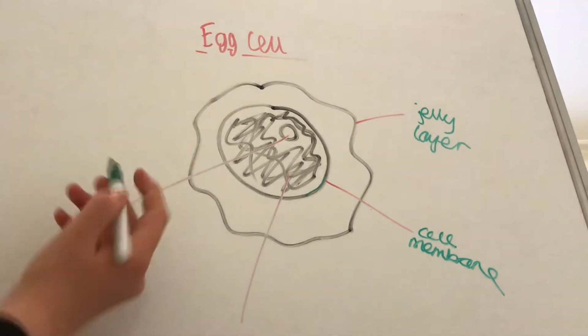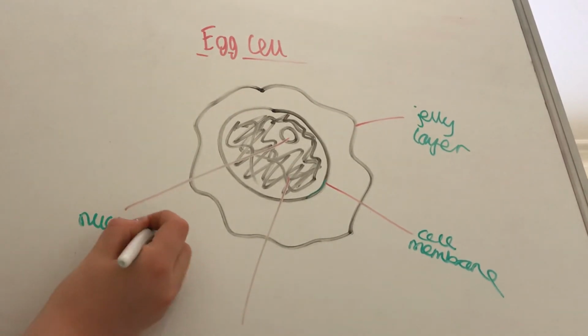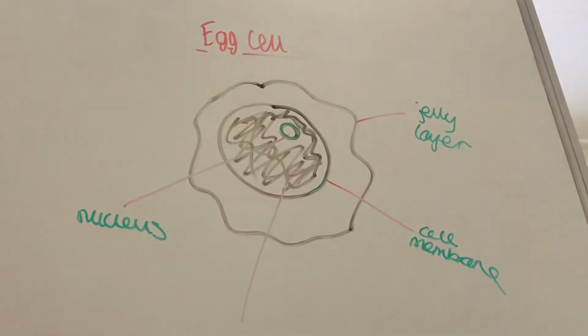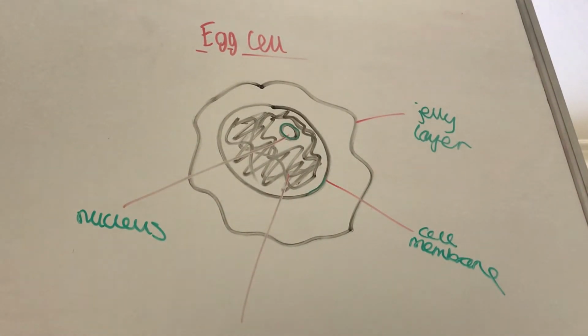What have we got here? We've got our nucleus, so our circle in there. What does a nucleus do? It controls all the cell activity, and it also contains the DNA to make the embryo.